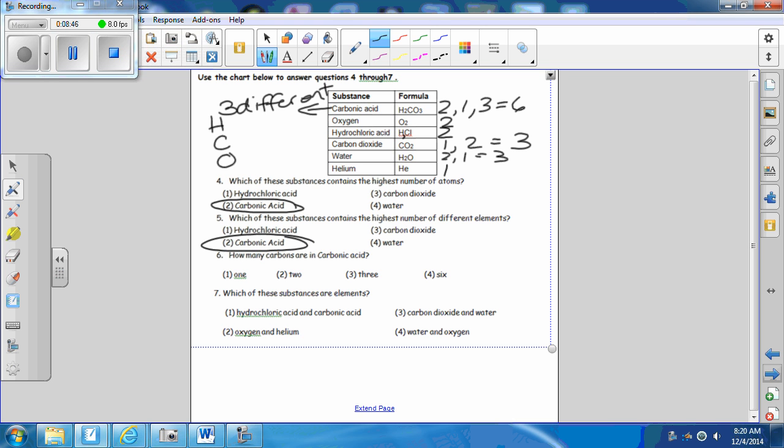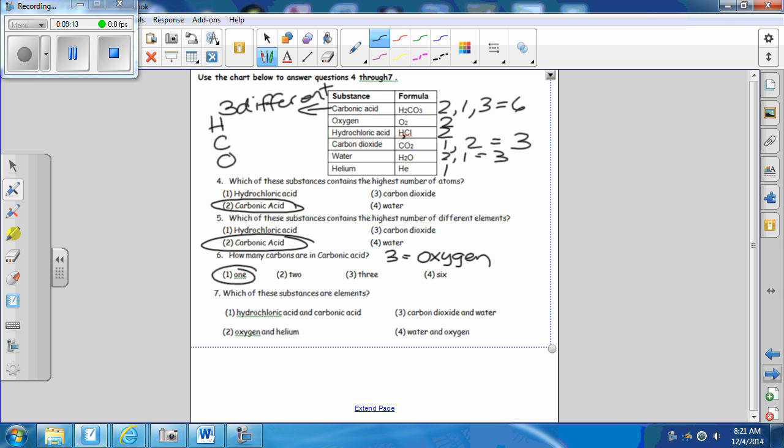Yes, most people pick 3 because they saw the little 3 here. But what is that little 3 attached to? Is the little 3 attached to the C? The little 3 is attached to what? The O. So that means in carbonic acid there are 3 oxygens. But is there a number attached to the C? No, there isn't a number attached to the C. So how many carbons does it have? It only has 1. Good job.